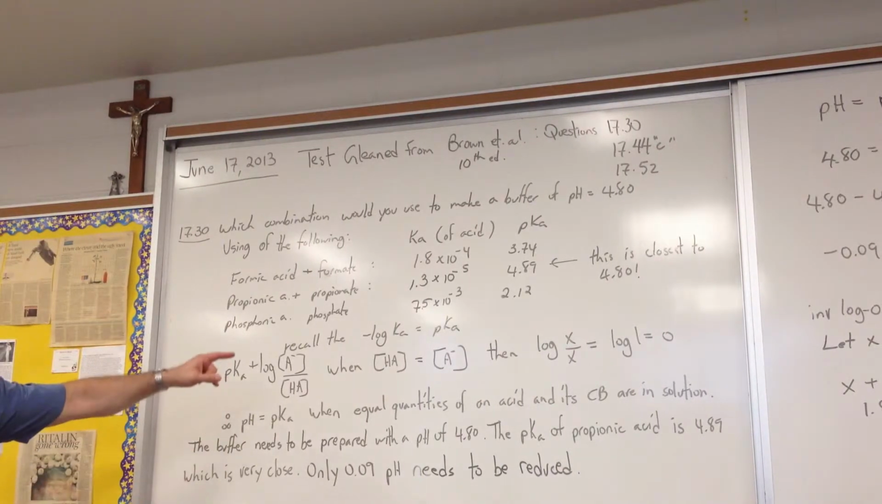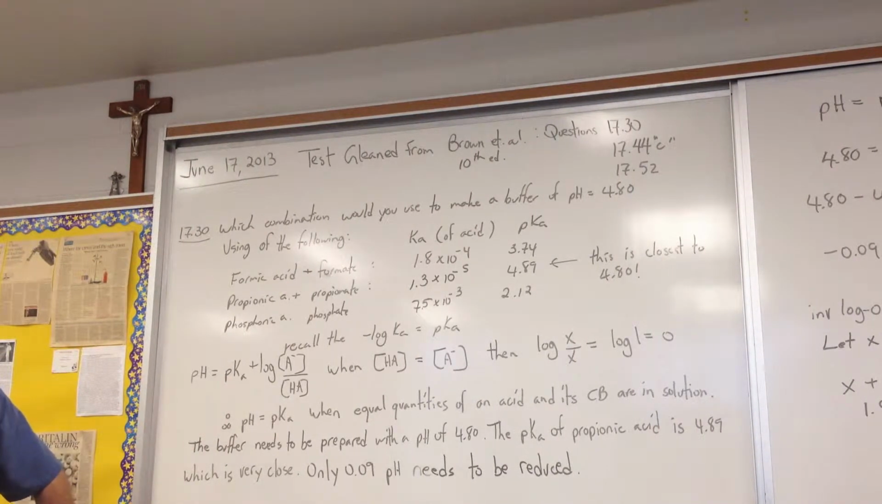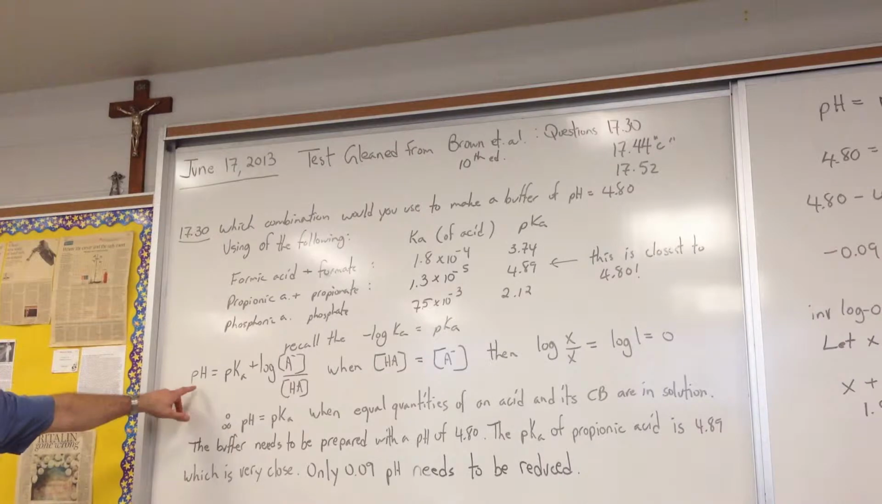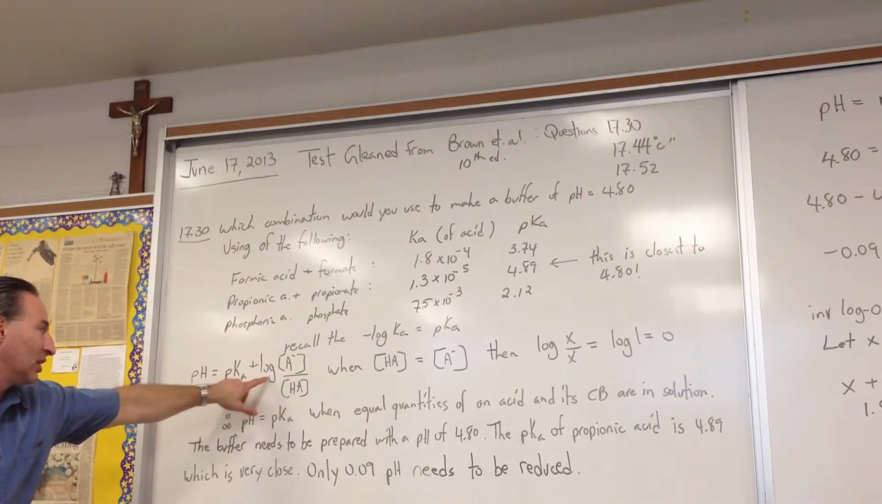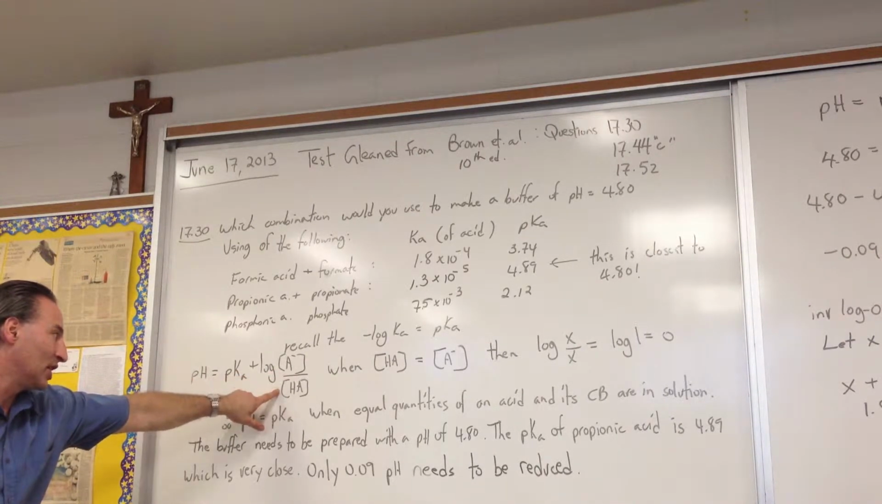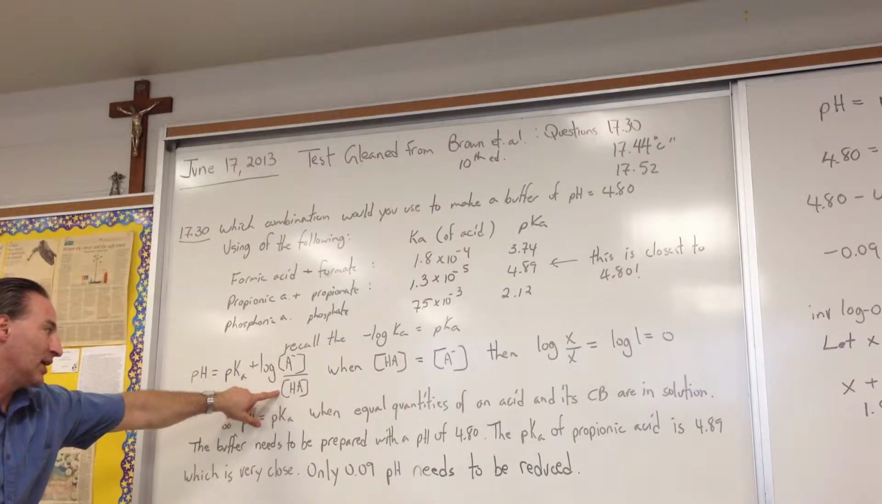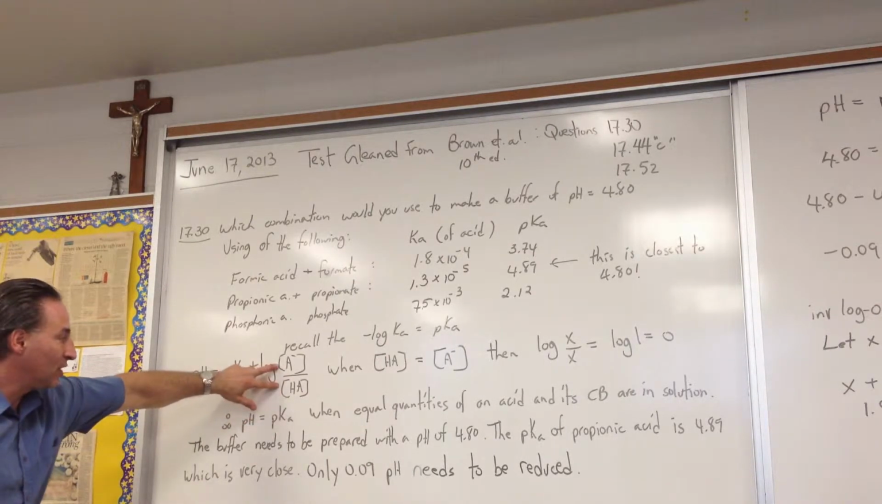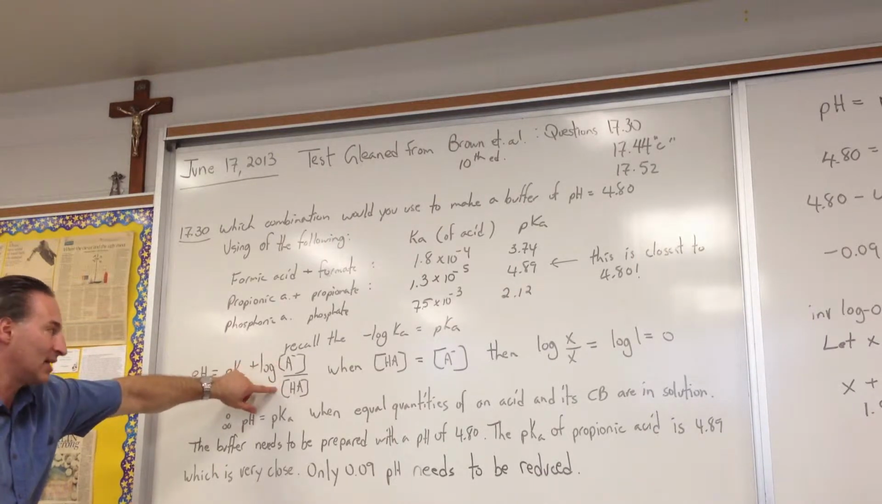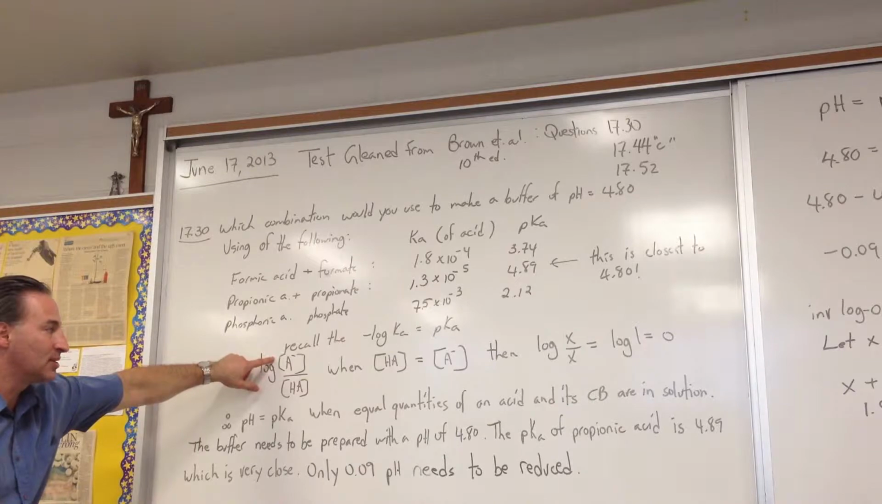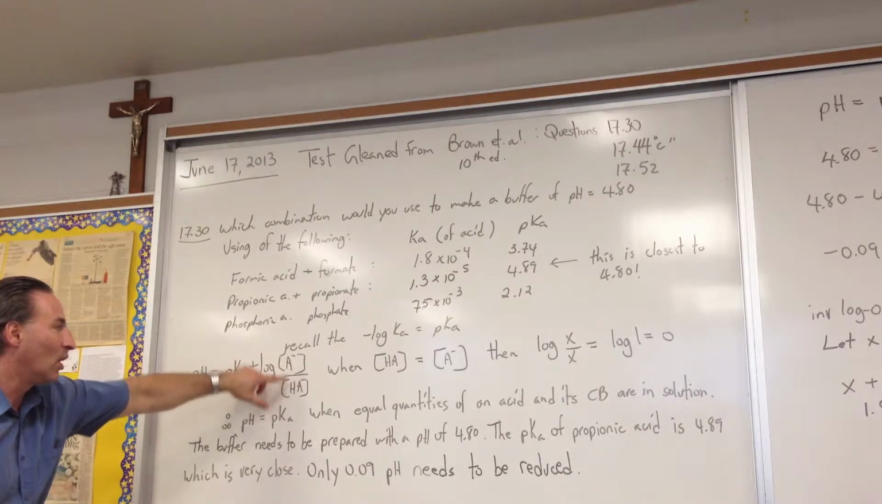Recall that taking the negative log of the Ka gives you the pKa. And if you remember what the Henderson-Hasselbalch equation implies, the pH is equal to pKa plus the log of the concentration of A minus over HA. So A minus represents the conjugate base, HA represents the acid. If you have equal concentrations of the acid and its conjugate base, this is going to give you 1.